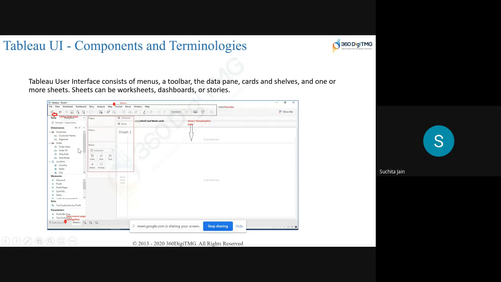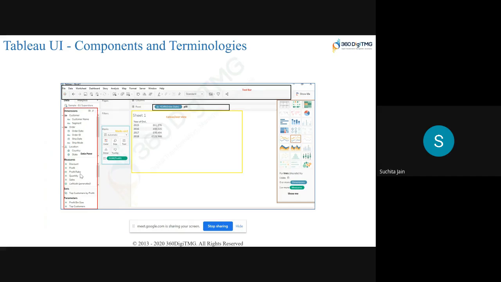All your qualitative data is termed as dimensions and all your quantitative data is your measures. I hope it's clear till here.